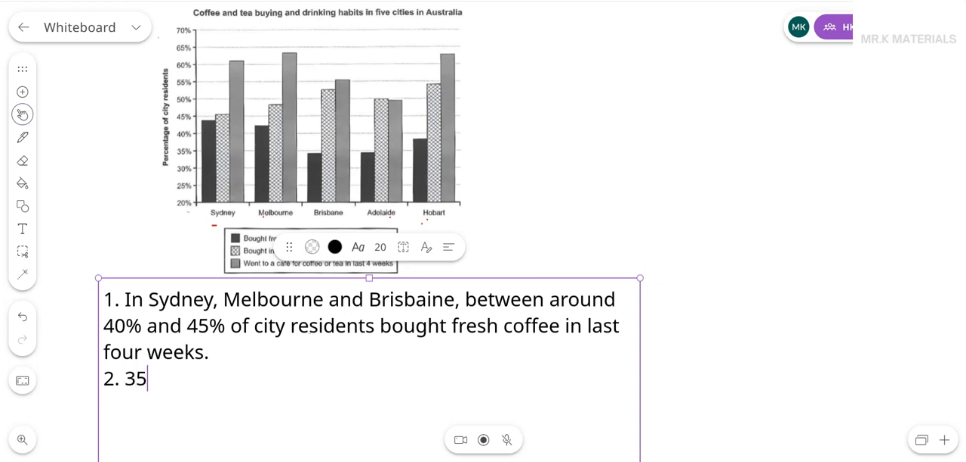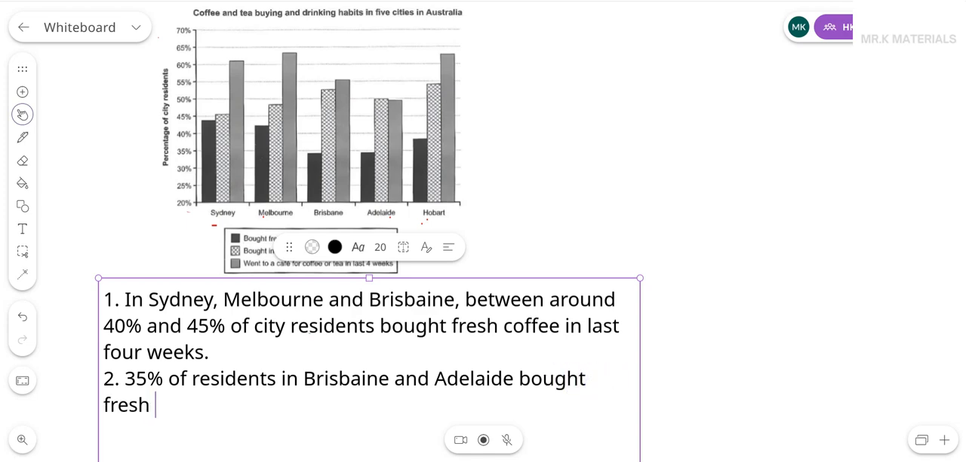Okay, 35% of residents in Brisbane and Adelaide, so this is one subject, bought fresh coffee in the last 4 weeks. That's it. I changed the order and the structure a little bit, so it's not the same. And this is fully fine.